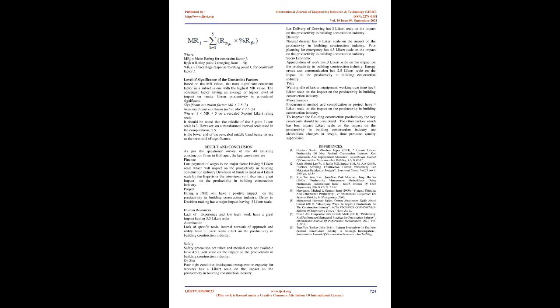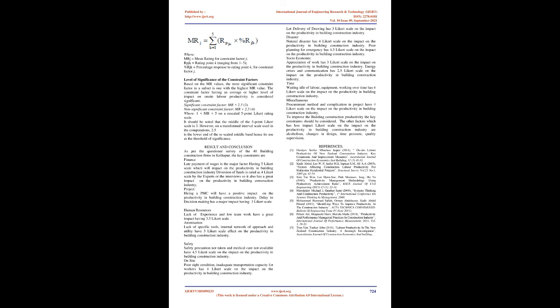Key constraints to on-site labor productivity in the building construction industry, Kolhapur. In the questionnaire survey of 40 building construction firms, the constraints mentioned by the interviewees as key constraints to on-site labor productivity in the building construction industry, Kolhapur, were classified under broad categories as finance, project, human resources, automation, safety, on-site, disaster, socio-economic, time, and miscellaneous, each comprising 5 broad categories, viz.